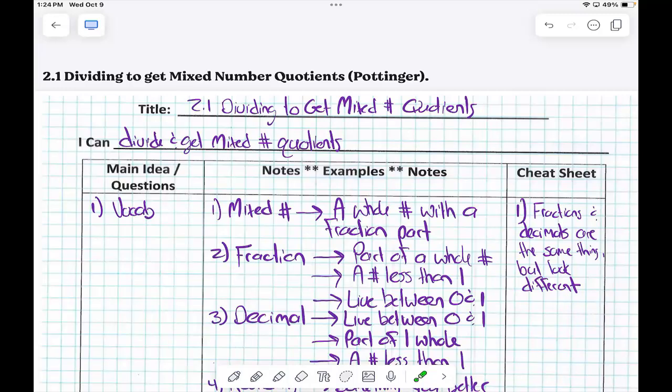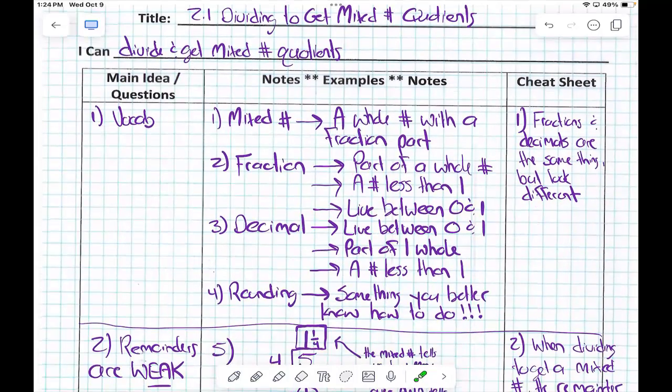Today we finished 2.1, dividing to get mixed number quotients. Yes or no? Yes. Do you guys know how to get mixed number quotients? Yes. All right, before we get to that, mixed number.